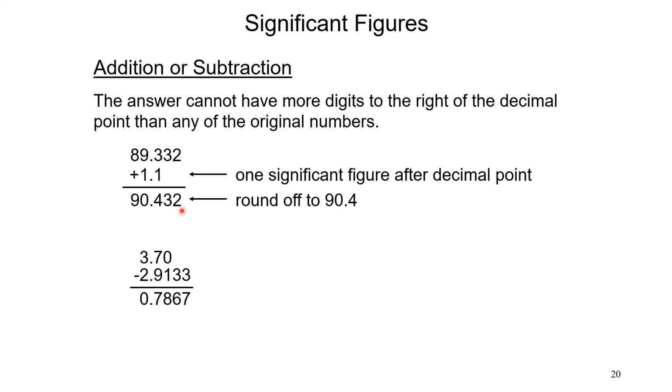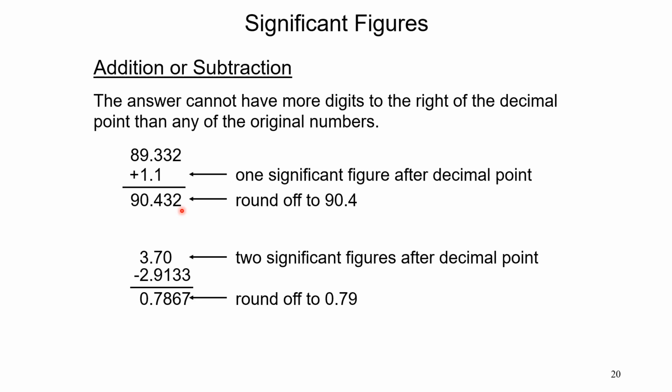That's your rules for addition and subtraction. Subtraction works the same way. Line up the decimal point. So all I know is 70. I don't know 70 what. So same thing. I'm going to have to round off my answer to 0.79.